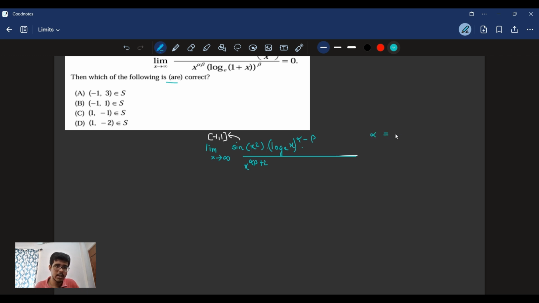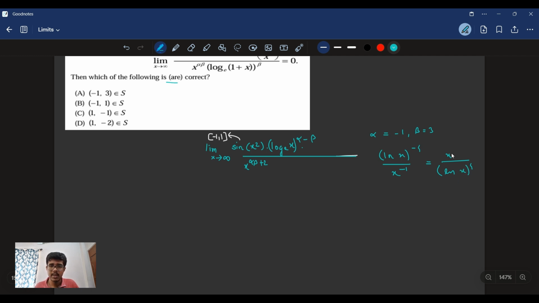So what I am doing here is putting in the values of alpha and beta given here and checking which are the correct options. First of all we have alpha equal to -1 and beta equal to 3. In the numerator, ln x is equal to -4, and in the denominator, x of -3 plus 2, that is -1. So it will be something like log of x to the power 4.